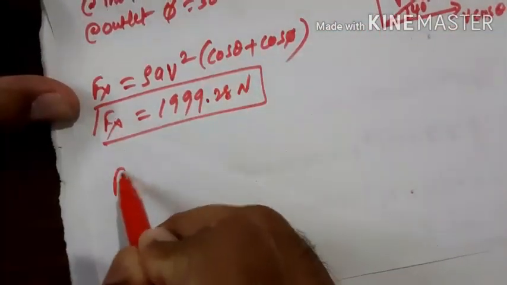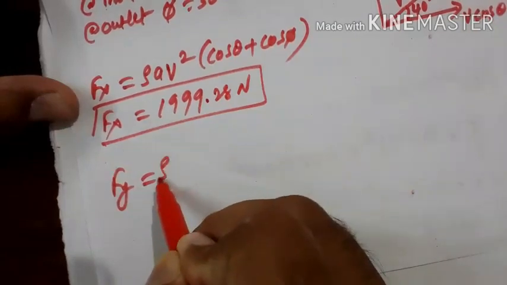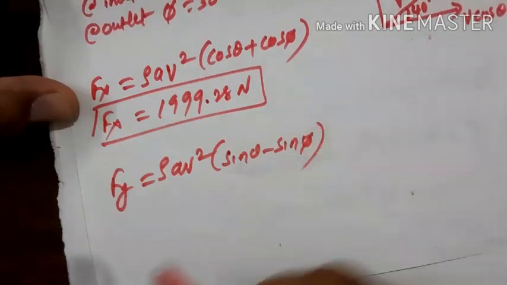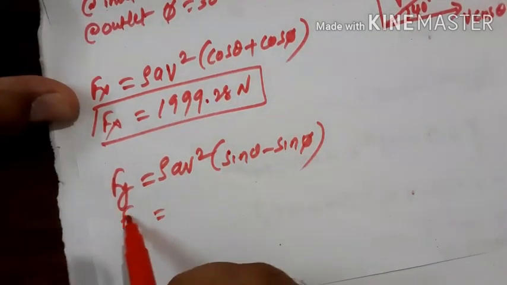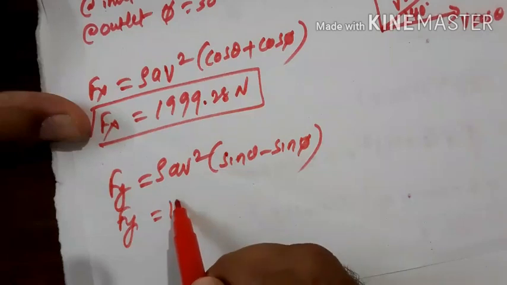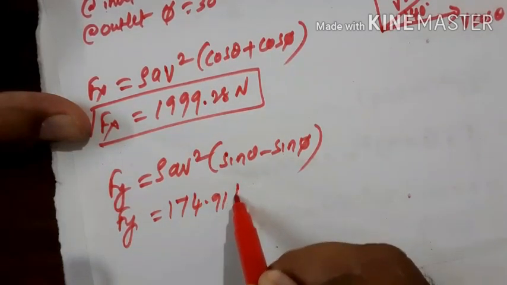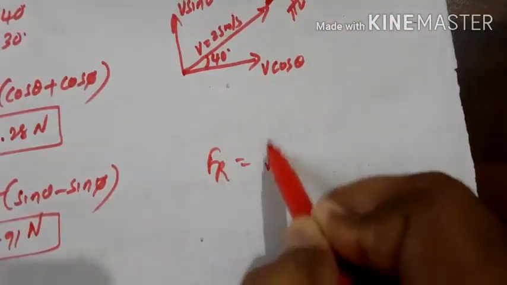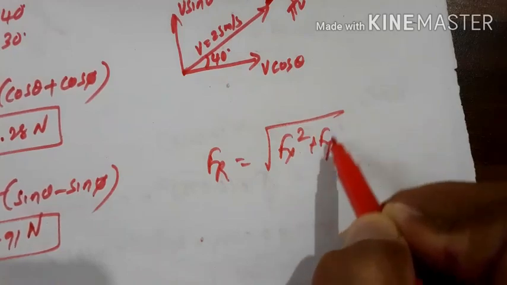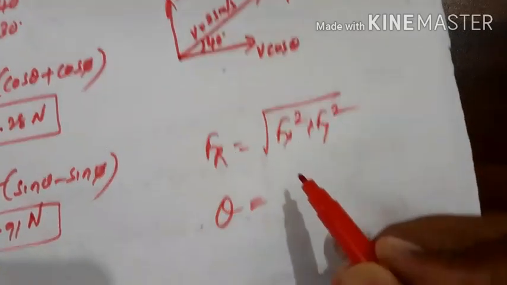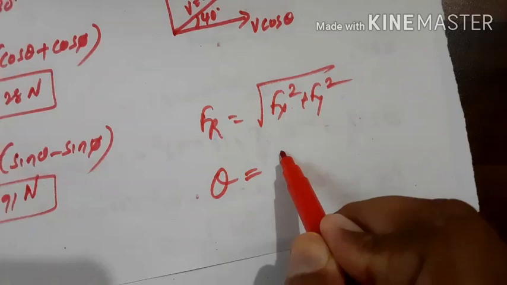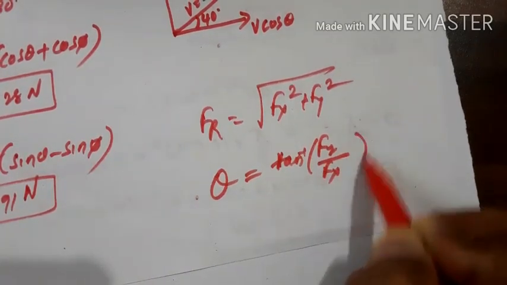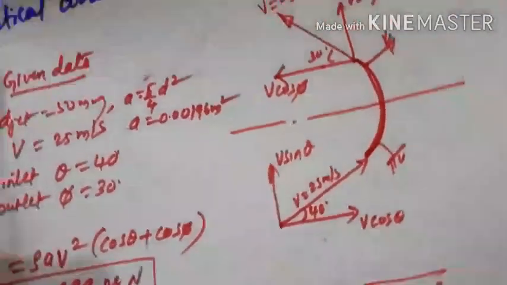Similarly, calculate in y direction, that is Fy will be rho a v square into sine theta minus sine phi. Then substitute all the values, you will get 174.91 Newton. Then finally calculate the resultant, root of Fx square plus Fy square, and if you want you can calculate the direction of the resultant, tan inverse of Fy by Fx. So this is the answer.